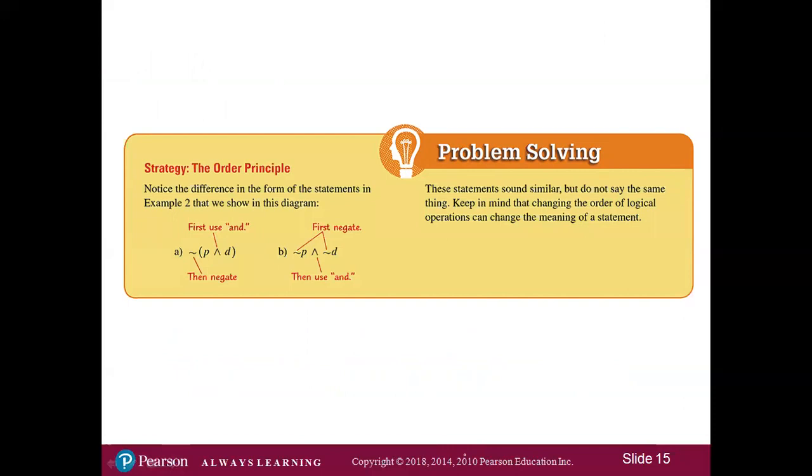So notice the difference in the forms of the statements in example 2. A read negation of P and D, and B read negation of P and the negation of D. And the parentheses is important. Otherwise, you might read A as the negation of P and D and do it wrong. So these statements sound similar, but do not say the same thing. Keep in mind that changing the order of logical operations can change the meaning of a statement.